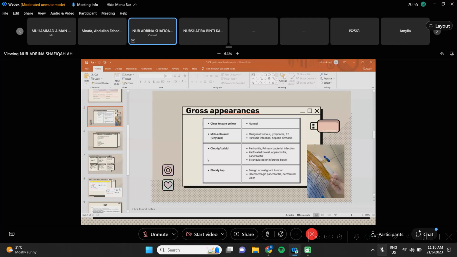And then for another one, which is bloody tap. Bloody in color, it can be from a malignant tumor, or hemorrhagic pancreatitis, or a perforated ulcer. So in the ward, I asked a doctor, an MO, how do we know once we tap, if it is from a tumor, or from an already formed perforated ulcer, or from the tap itself. Like once we tap the patient, maybe we perforate the liver, for example, or it is actually from already there. I mean, the blood has already been there.